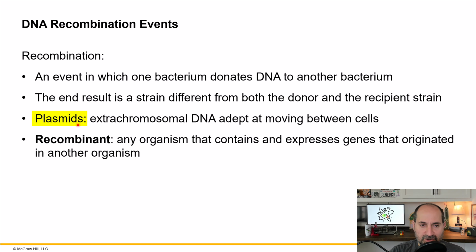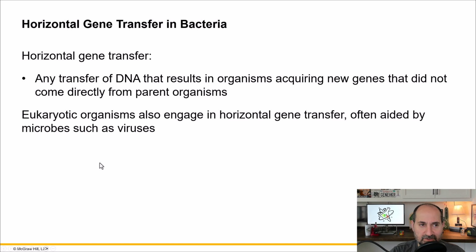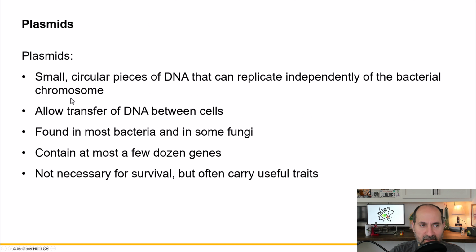plasmid that's exchanged, which, remember, plasmids are extrachromosomal DNA usually in prokaryotes. And a recombinant is defined as any organism that contains and expresses genes that originated in another organism. There are different mechanisms by which these prokaryotes do this, and they're called horizontal gene transfer, which is any transfer of DNA that results in organisms acquiring new genes that did not come directly from the parent organisms.